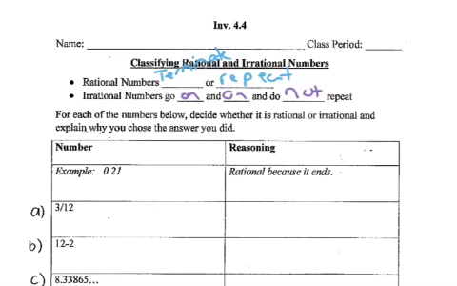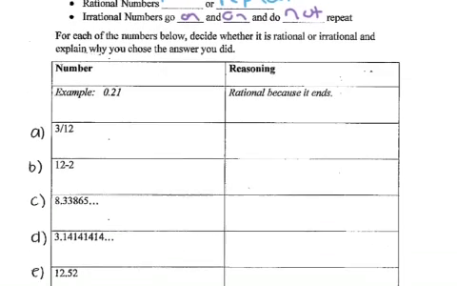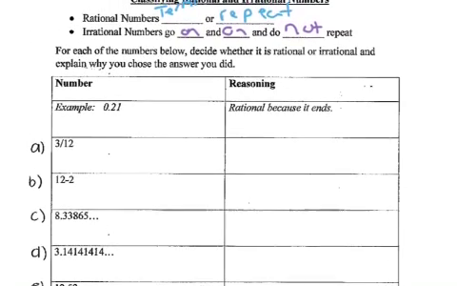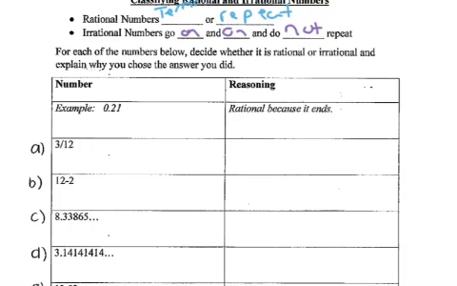What I'd like you to do right now is, I'll do A with you. So it says 3/12. So if it were me, I would simplify if I can. 3/12 actually simplifies into 1/4, which as a decimal is 0.25. Since that number terminates, it is rational. So I'm going to say R for rational because it terminates.